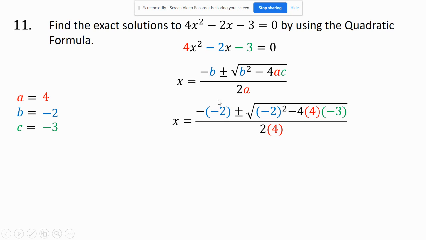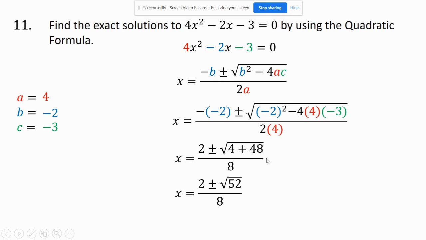I change this b, notice it's negative 2, so put a negative 2 for the b, the 4 goes in for the a, both places, and c is negative 3. Now I can simplify it. The first thing I might do is negative of negative 2 is a positive 2. Negative 2 times negative 2 is 4. And negative 4 times 4 is negative 16 times negative 3 makes positive 48. These two negatives times negatives make it a positive. And 4 times 4 times 3 is 48. And then 2 times 4 is 8.